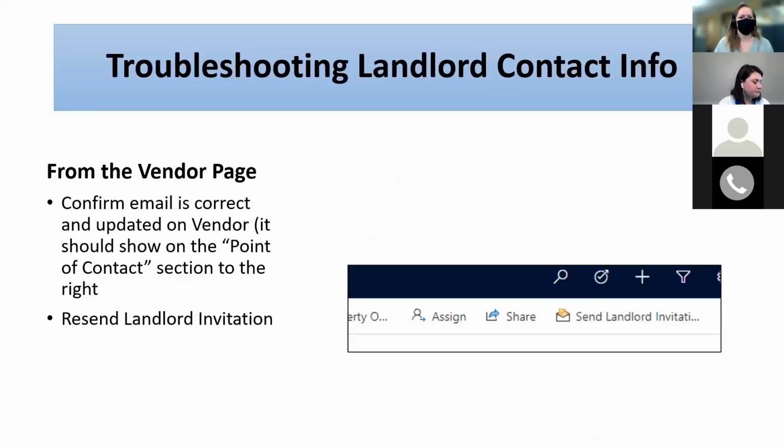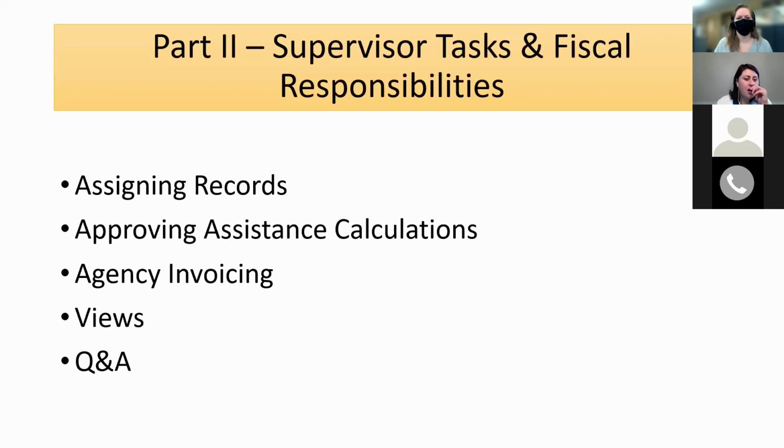Let me go back to the slide deck, Liz. I'm sorry, I know I'm jumping around. So let's say that you're troubleshooting the landlord's contact information because exactly the circumstance I just gave you happened. You had an email address, but that wasn't the right contact person. So you've now had this conversation with the tenant, and you're going to update that email address on the vendor record.